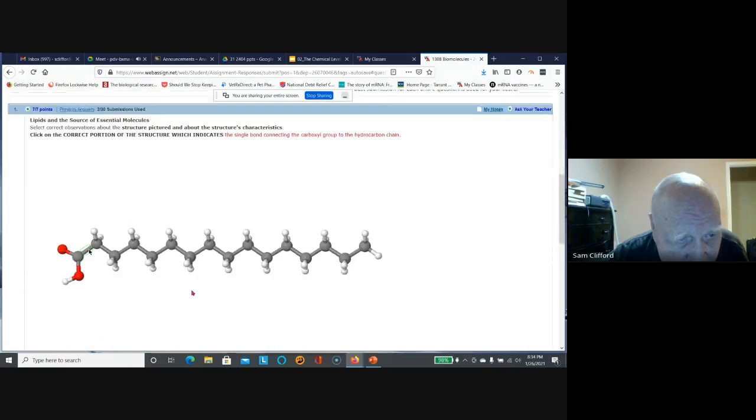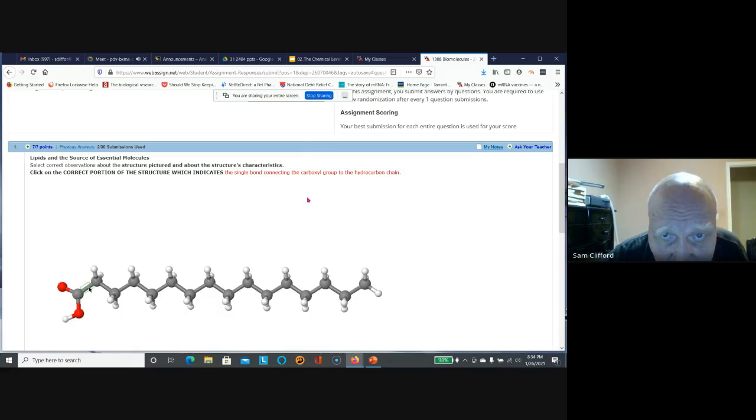Okay, so what did it say? The single bond connecting the carboxyl group to the hydrocarbon chain. So there's the single bond. This is the carboxyl group. Each one of these is a carbon joined to hydrogen. So this is a fatty acid.